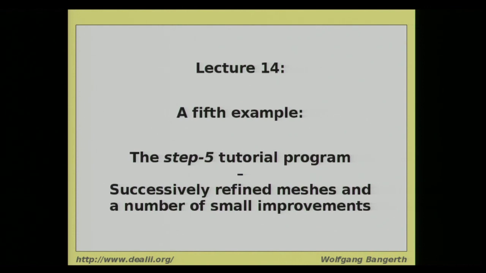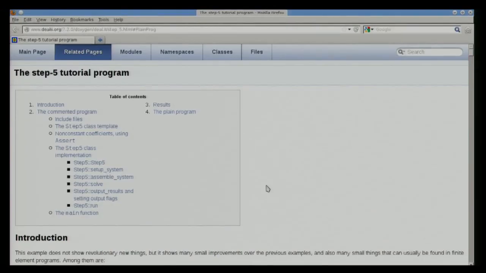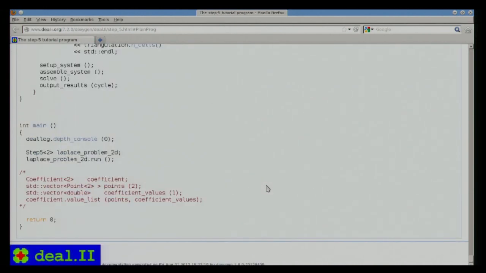Step 5 has a number of small improvements that I mostly will not discuss in much detail. But in particular, it shows how to solve on a succession of globally refined meshes, and it will have a non-constant coefficient. So if you go to step 5, forget about everything that is in the comments here. That is something that we discuss in more detail in the documentation of this program.